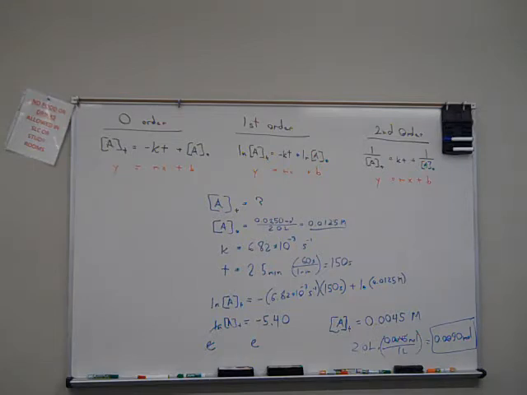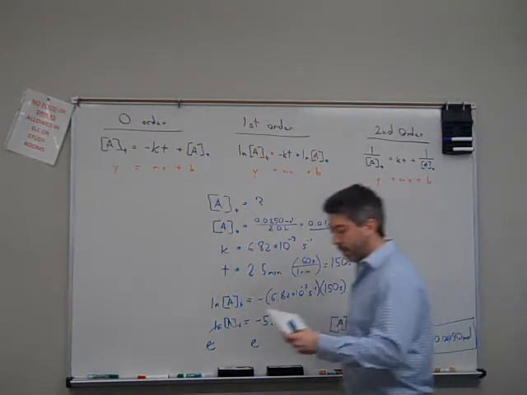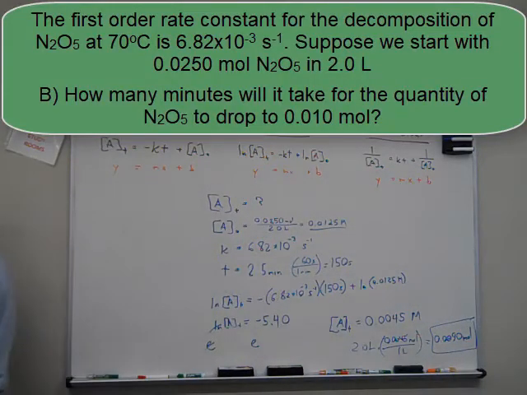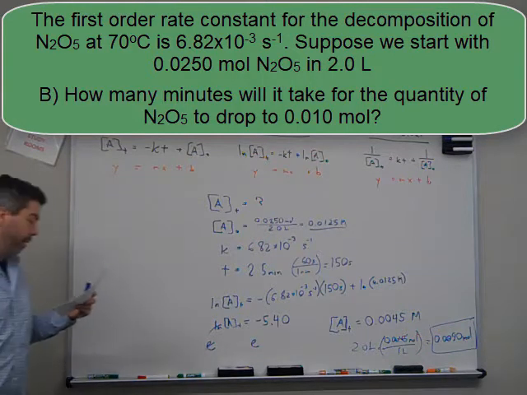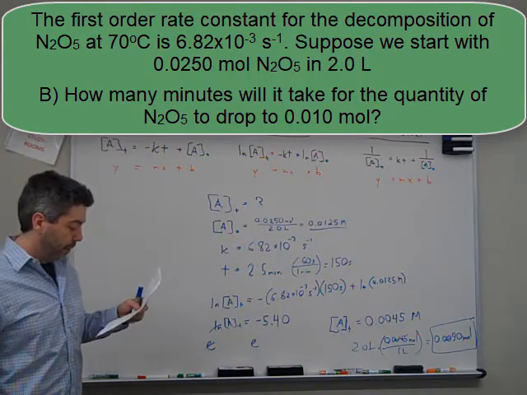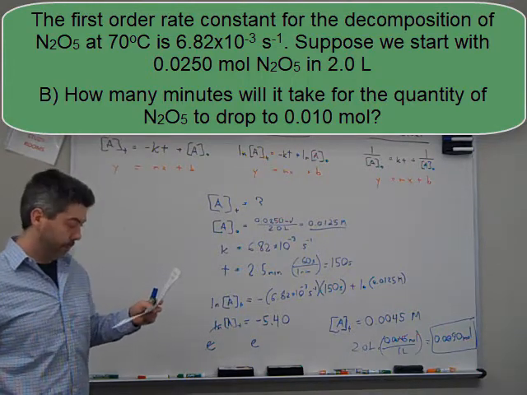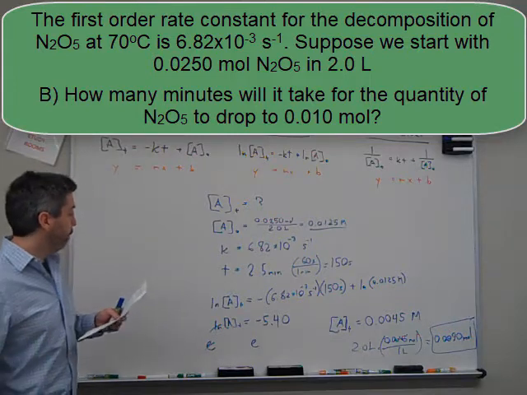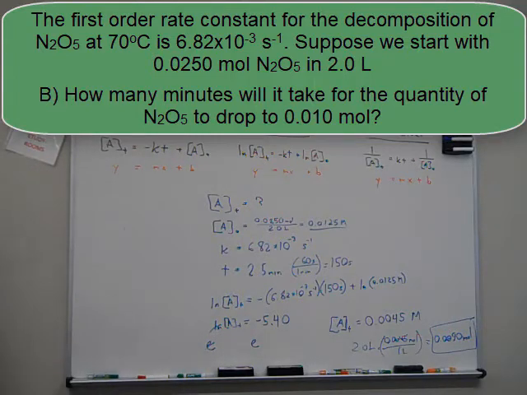Now, for part B, it then asks us how many minutes will it take for the quantity of N2O5 to drop to 0.010 moles. Quantity of N2O5 to drop to 0.010 moles. Now, in this case, we could consider using a different version of the integrated rate law.